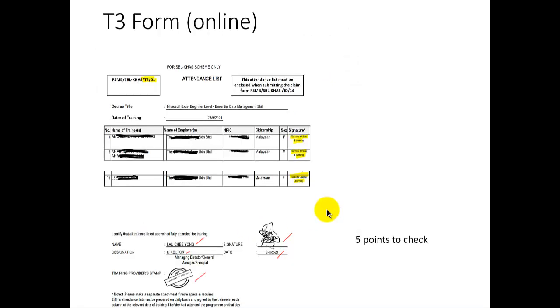For the T3 form, you also need to change, like remove online, the clients, all the employees' NRIC and full name, the employee name as well. Sign here at the bottom. You need to check five points: the name, destinations, and so on.